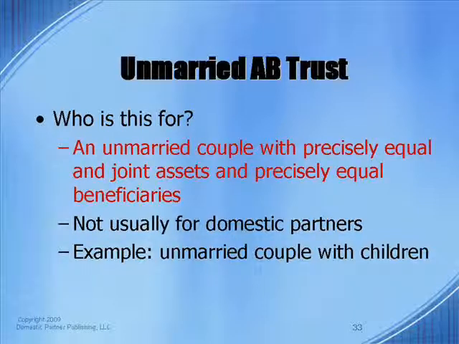The Unmarried AB Trust is now primarily for a very limited situation where there is an unmarried couple who have precisely equal and joint assets, and they have precisely the same beneficiaries. This trust has been extremely effective for clients using the estate plan documents for years when combined with a separate property agreement, but now with the Partner AB Secure Trust, there is a better solution for most situations that is less expensive than separately ordering the Unmarried AB Trust with a separate property agreement.